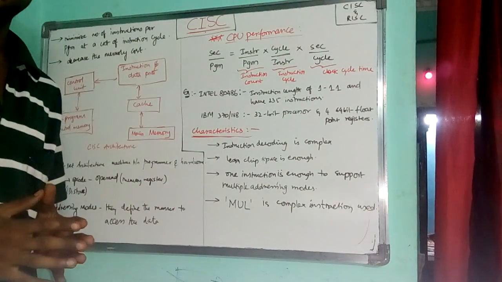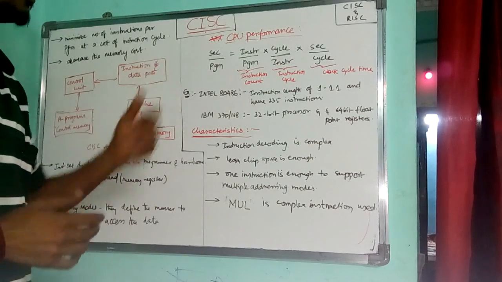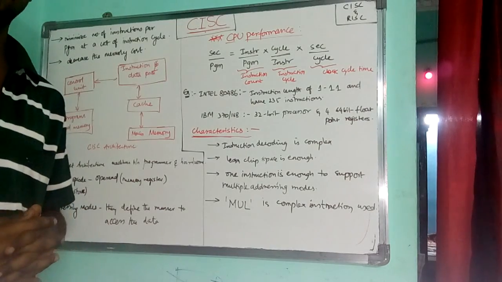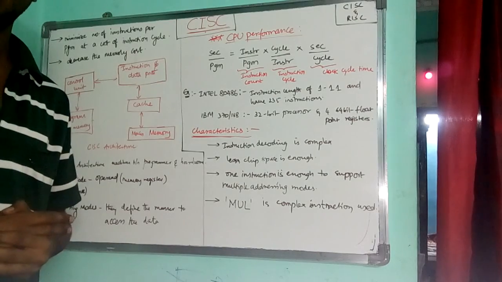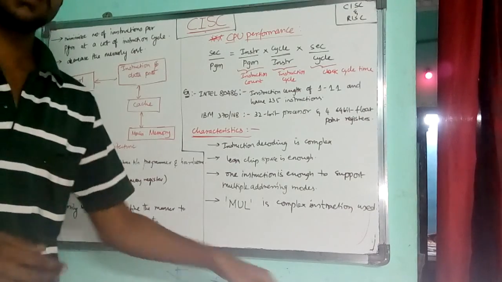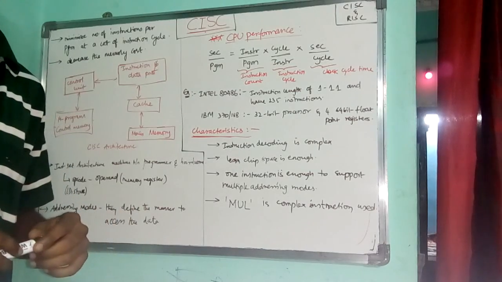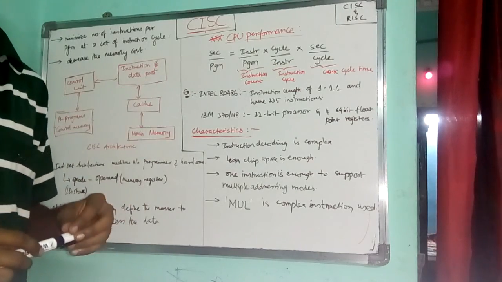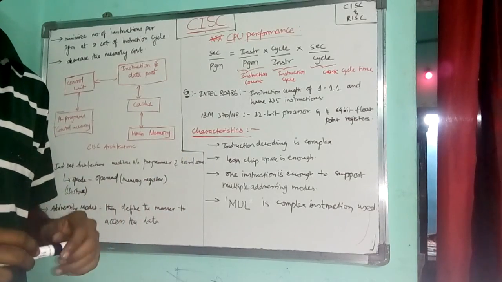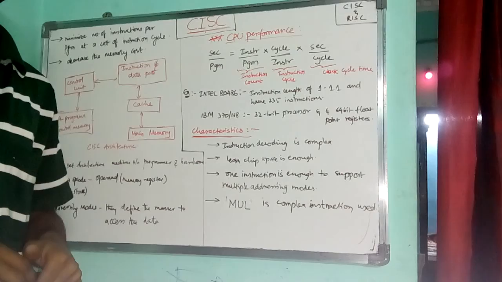Hi friends, in this video we can learn about the CISC design architecture of CPU. Basically we have two types of designs for the architecture of CPU. One is CISC and the other is RISC. CISC stands for Complex Instruction Set Computer, whereas RISC is Reduced Instruction Set Computer. In this video we are going to see the characteristics of CISC, and in a later video we will see the features of RISC.